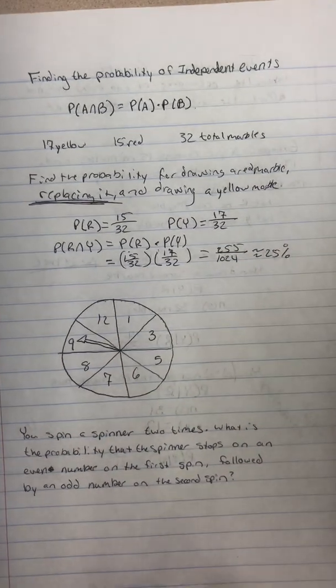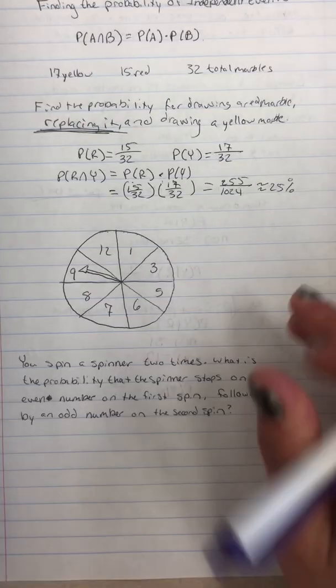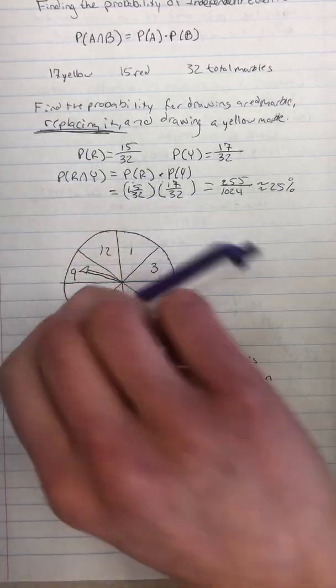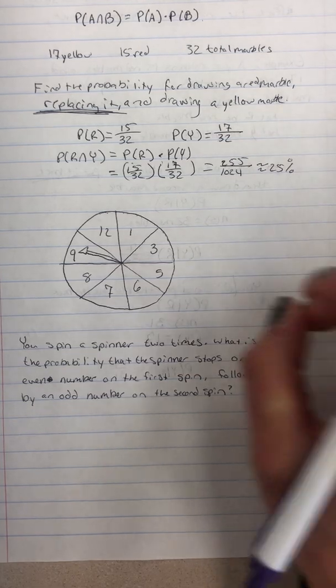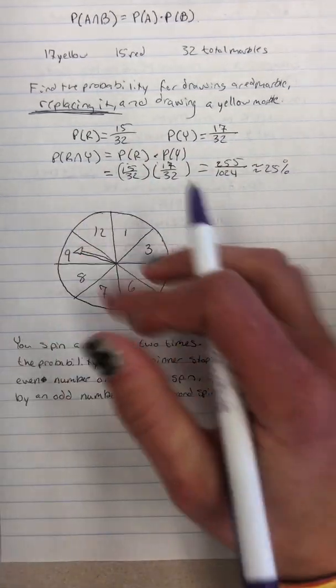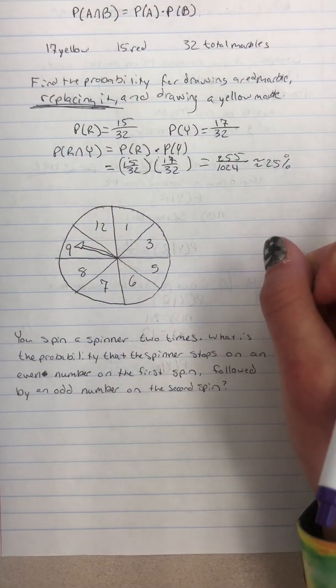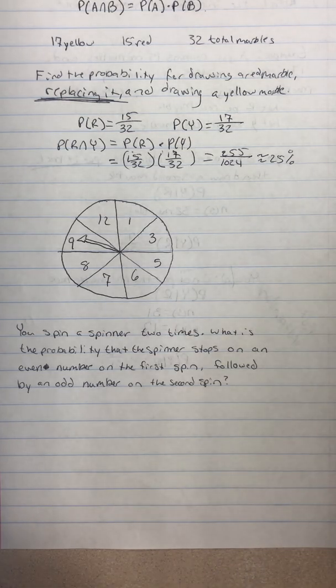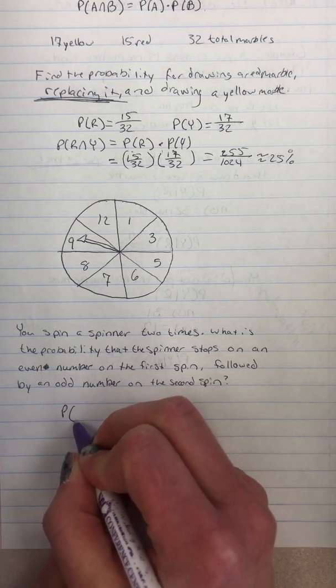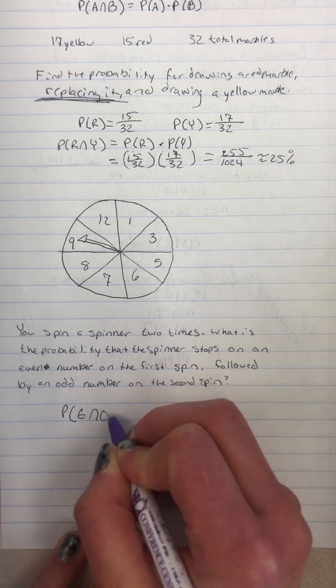Now let's do one more example of using this multiplication process for the independent events. Let's look at the spinner. So you spin a spinner 2 times. Well, our spinner is always going to be an independent event because no matter what you do the first time, you're not going to take out a chunk of your spinner. You're going to keep it for this one. So you spin the spinner 2 times, find the probability that the spinner lands on an even number, and then followed by an odd number. So for this one, we're going to find the probability of even, then odd.